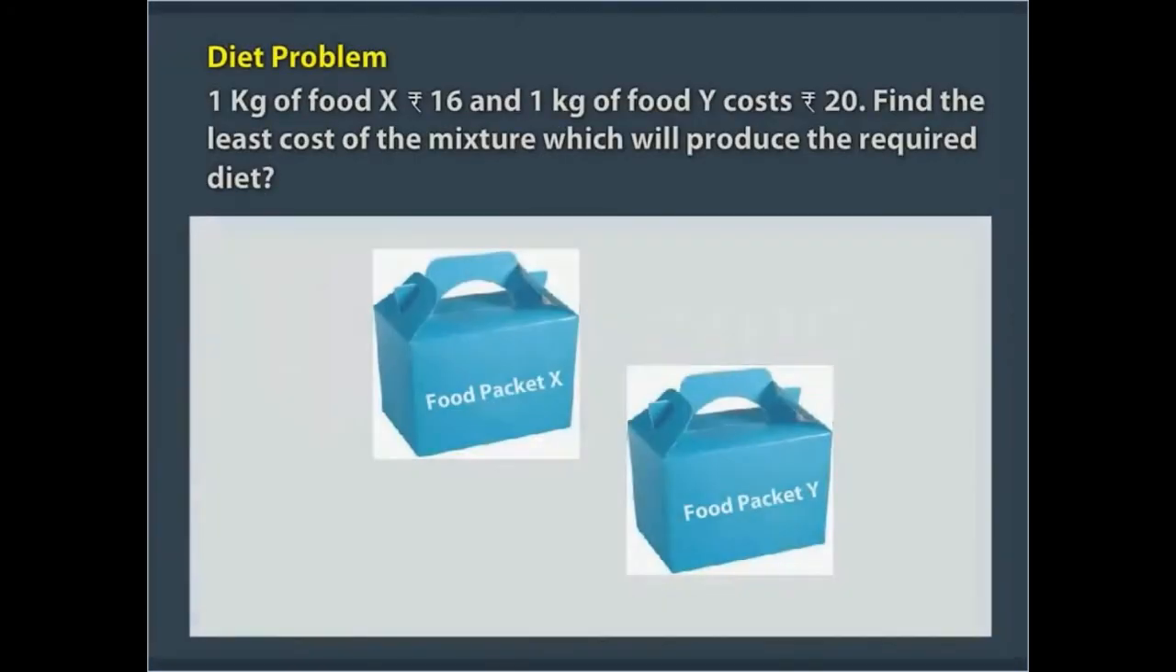Now let us consider the diet problem. 1 kilogram of food X costs 16 rupees and 1 kilogram of food Y costs 20 rupees. Find the least cost of the mixture which will produce the required diet.